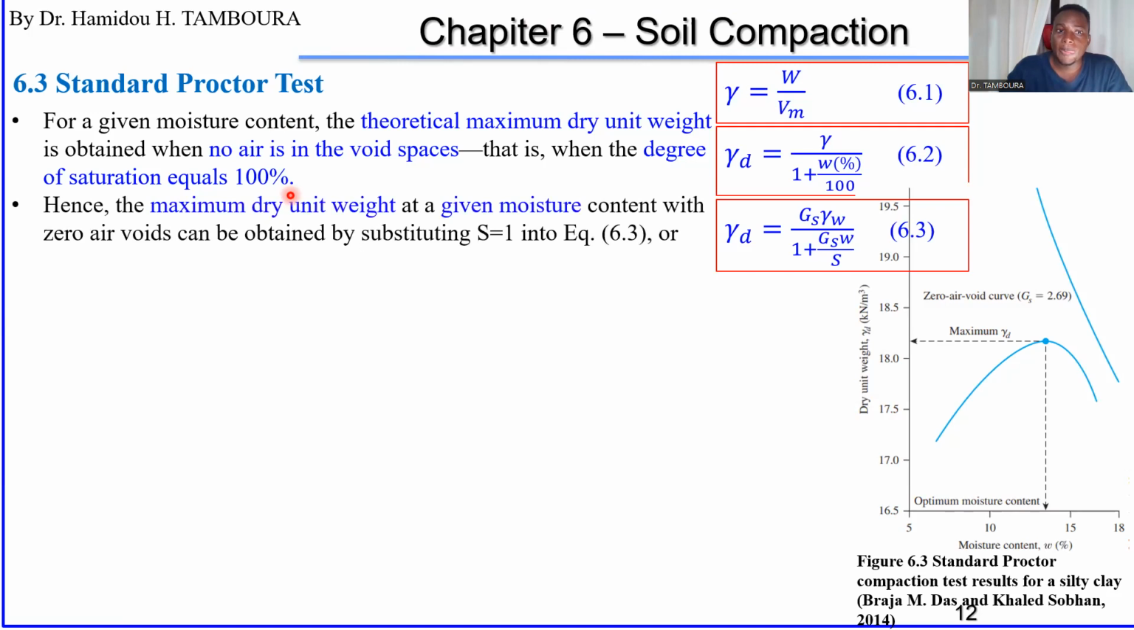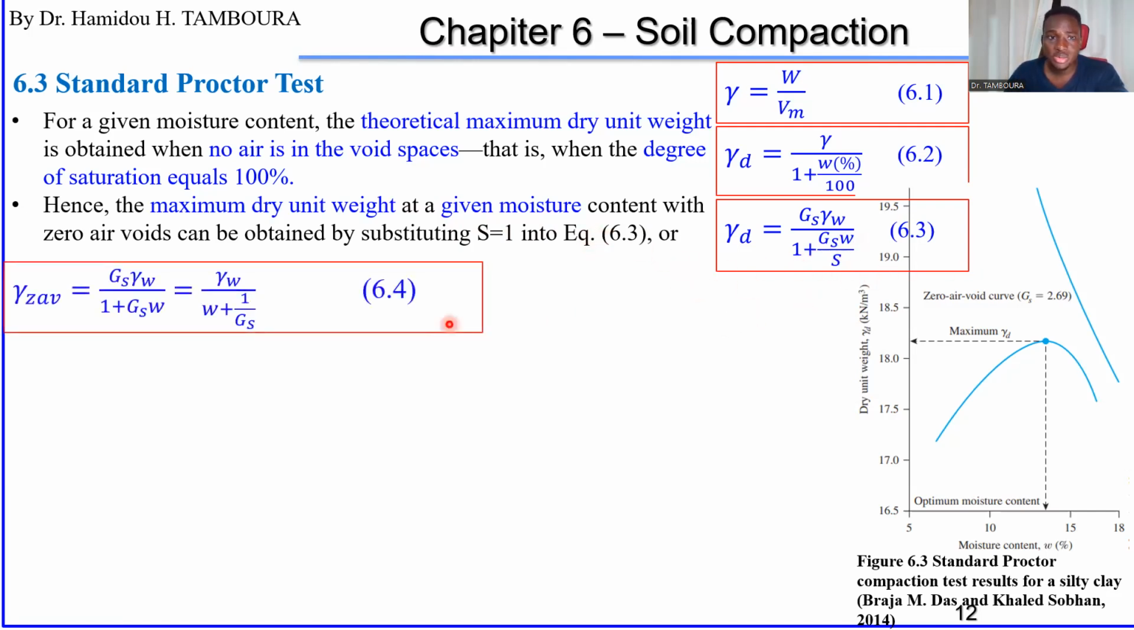Then the maximum dry unit weight can be obtained from this formula. It means S is 1. A degree of saturation of 100% is 1. Then you can just substitute 1 and you obtain this formula. Then by simplifying, you can obtain this. Gs is the specific gravity. To obtain this here, you have to divide by 1 over the specific gravity. Then you can eliminate this one. This is a simple mathematical relationship. I think you understand this.